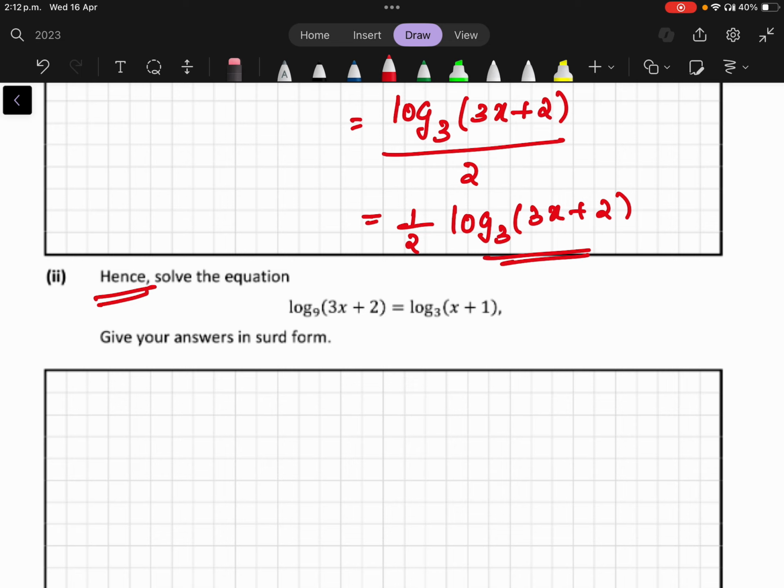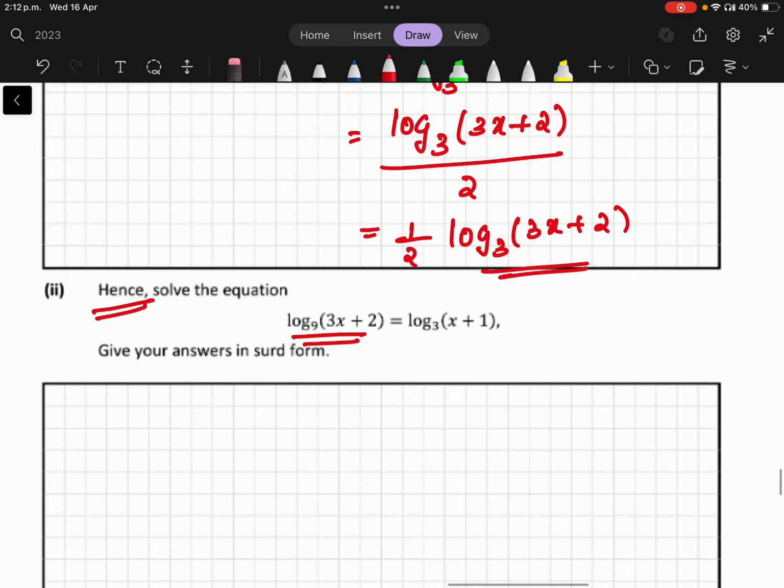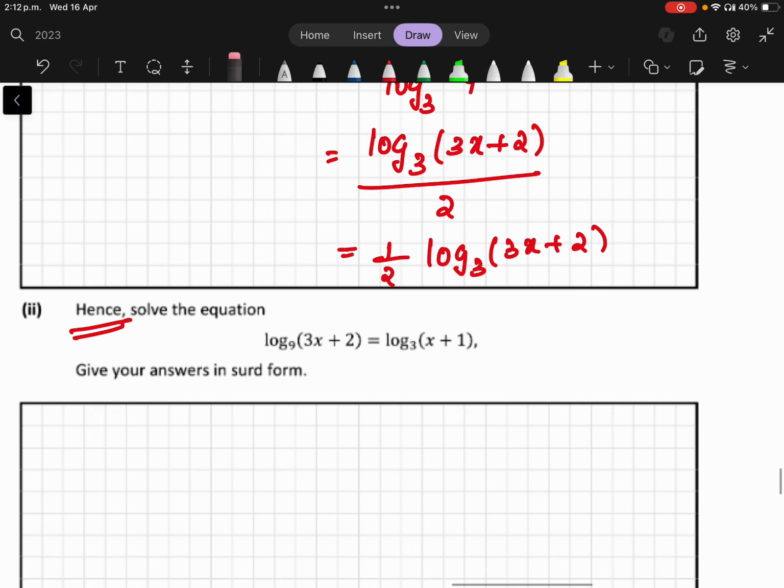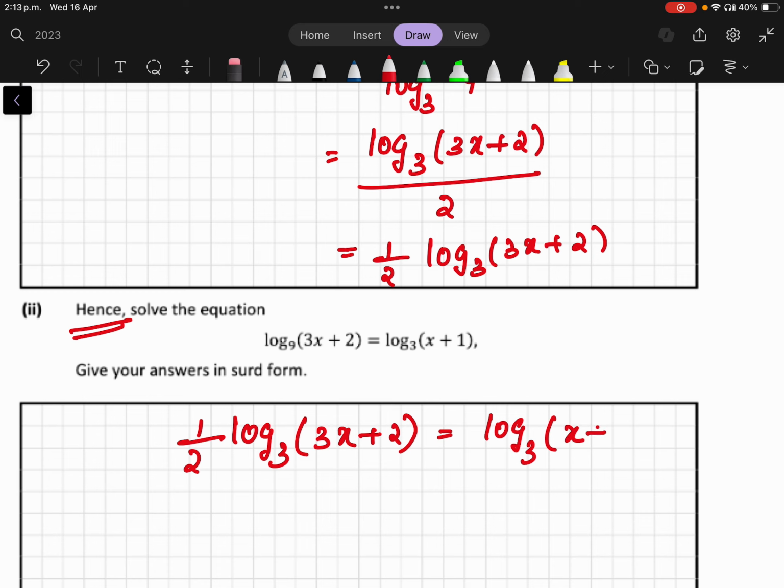You have log base 9 of (3x + 2), which you have solved here, and you have the answer here. So you don't need to do it again. You can directly take this answer and start with the next problem. That is why they say hence or otherwise. Hence means you can just take the previous example. So half log base 3 of (3x + 2) is equal to log (x + 1).